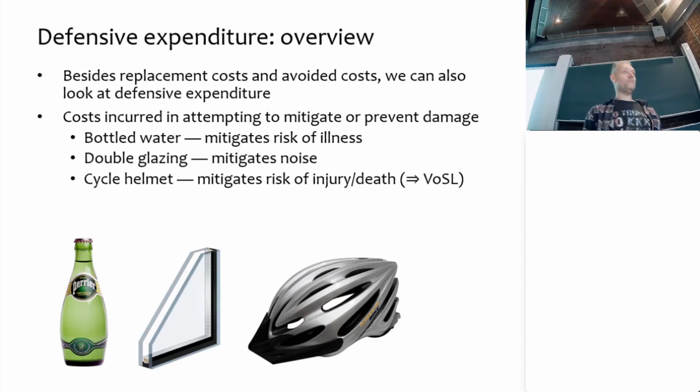So, what would you do? You would essentially look at people's expenditure on such things as bottled water. Presumably that mitigates the risk of illness. You would look at expenditure on double glazing, which would reduce noise in the house. You would look at expenditures on cycle helmets to mitigate the risk of injury and death. And actually in the seminar we talked about cycle helmets and things. And that is essentially what you do, right? It's as simple as that.